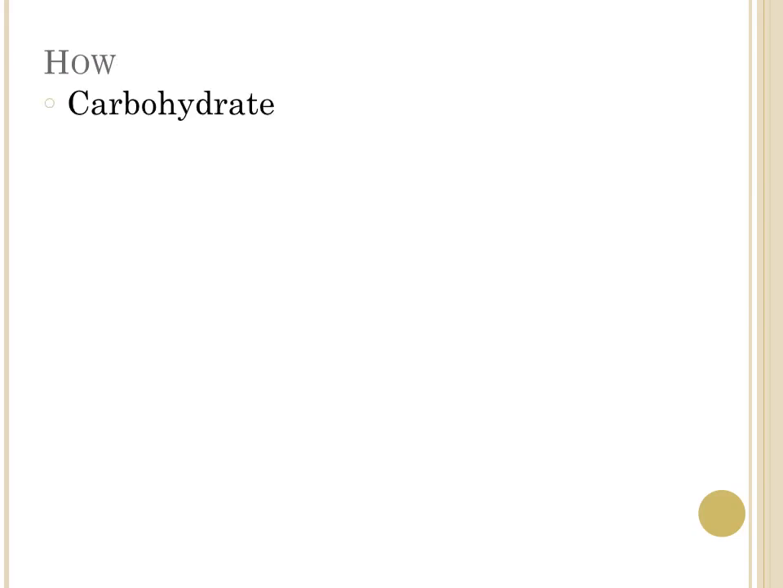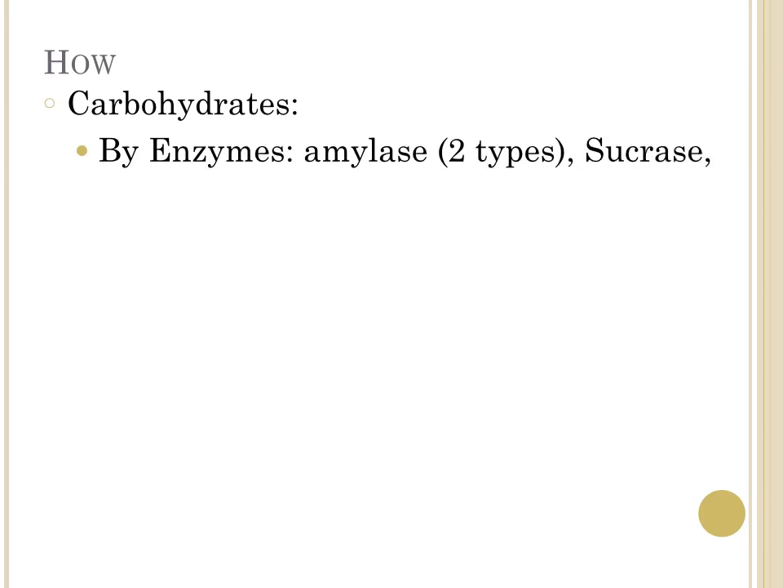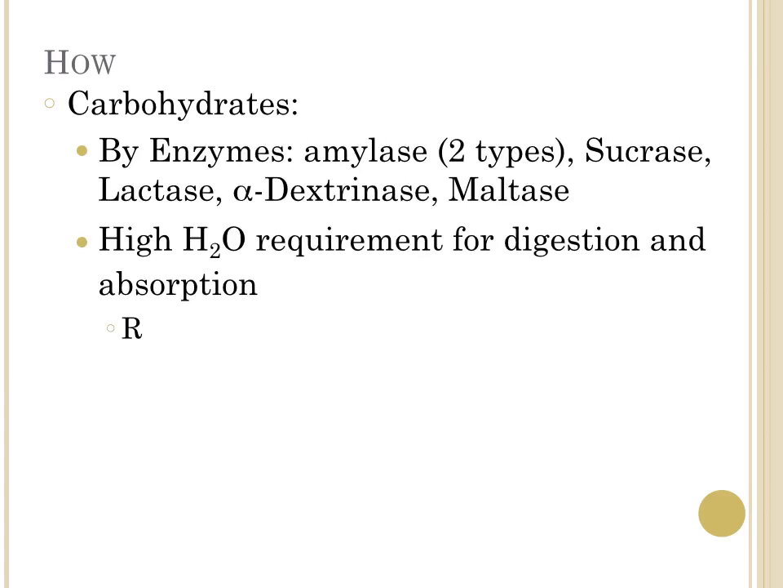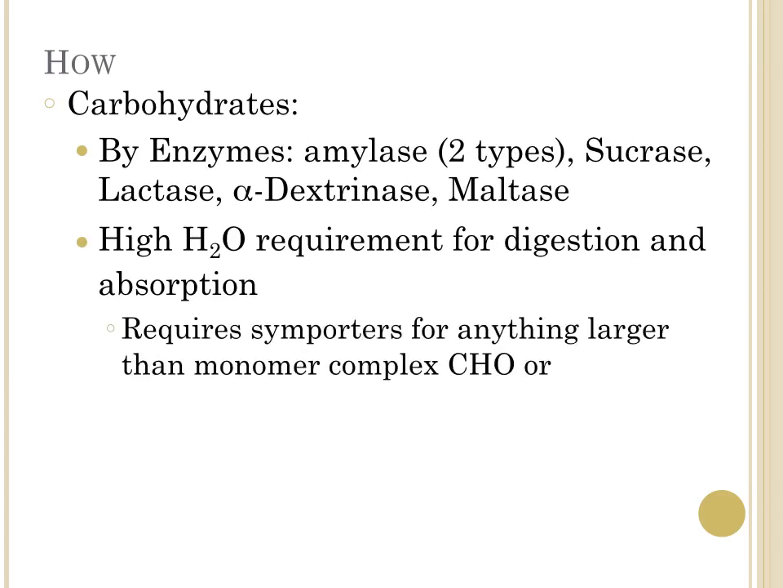The principal enzymes that we have at play here, and you have the table in the packet. We have amylase. There are two principal types of amylase. We have salivary amylase. We have pancreatic amylase. The only difference between them is where they come from.